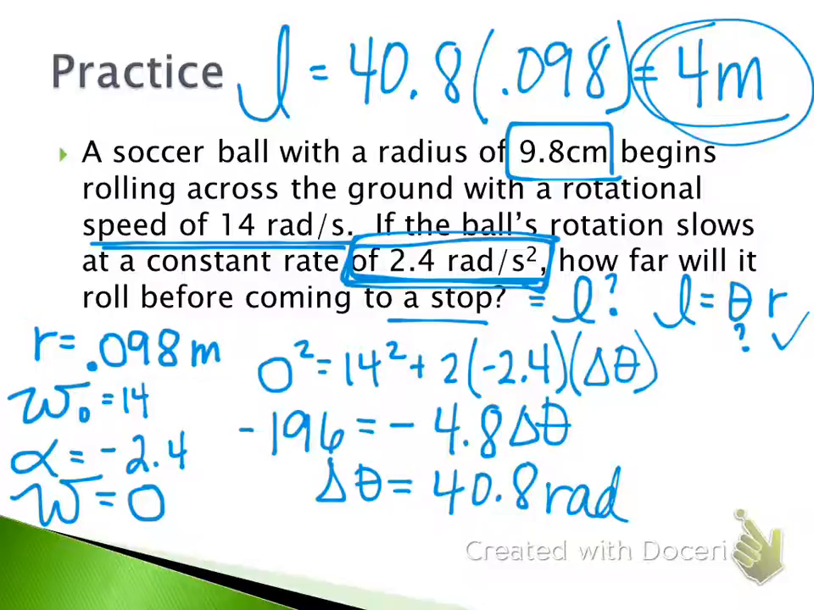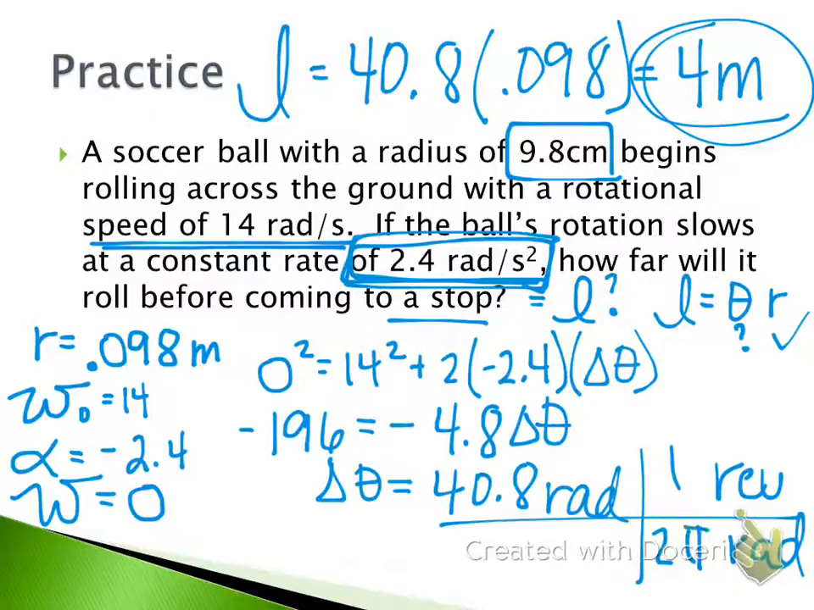Okay, any questions there? It rolled a total distance of 4 meters. If we wanted to find out how many revolutions it went through before it came to a stop, how would we go about doing that? Any ideas? We would divide what? Right, we'd go with our number of radians here, and we convert radians to revolutions. Okay, so 1 revolution is 2π radians. If we wanted to find out how many revolutions, how many times did it roll over before it came to a stop, that's how we'd go about that.